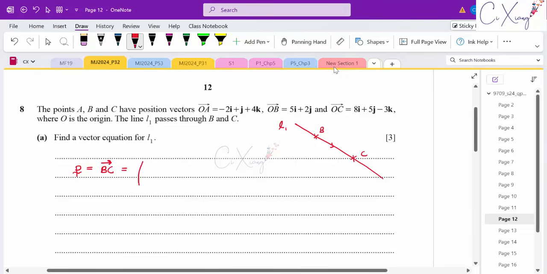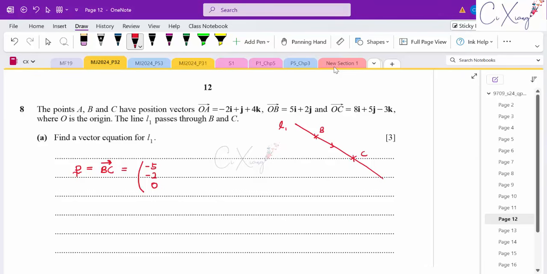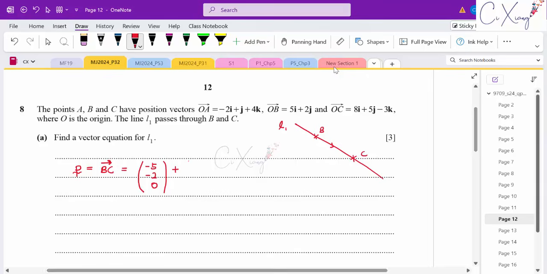Okay, so BC means BO plus OC. So if I'm looking for BO, I'm having negative 5i, negative 2j, then 0k. That's BO, right? Then plus OC. So for OC, I'm having 8, 5, negative 3. If you simplify it, you'll be having 3, 3, and negative 3. For direction, we are allowed to factorize it into the most simplified form. So basically, I can take out the 3, then I will have 1, 1, and negative 1.